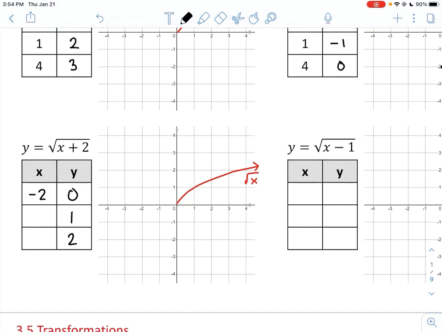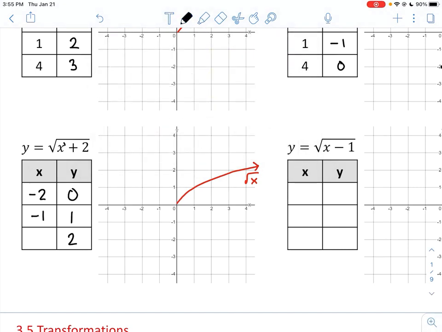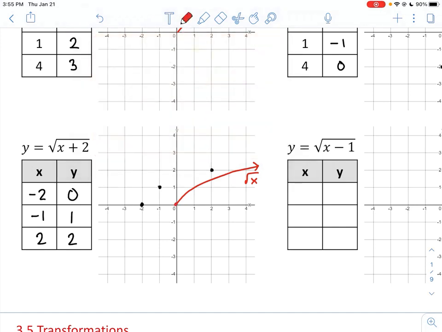Now, if I want to get an output of 1, I want the inside of here to be 1, which means I want x to be minus 1. If I want the output to be 4, then I want the inside, which is called the radicand, by the way, I want the radicand to be 4, which means we want x to be 2. So notice when I plot these points, we have (-2, 0), (-1, 1), and (2, 2). The points that used to be on the parent were (0, 0), (1, 1), and (4, 2), but they've all been shifted left 2 units.